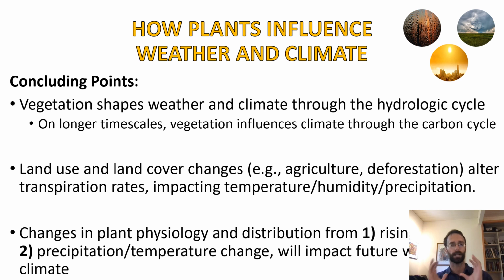So as we modify our landscapes, right, through deforestation, afforestation, agriculture, irrigation, etc., we are actively changing our weather. Vegetation will continue to change as CO2 concentrations rise, and as temperature and precipitation patterns change as the climate changes. And those vegetation changes in response to those things are then going to further influence our weather and climate. Right, so the hope and the goal of studying plant influences on weather and climate is that this work can help inform our future land use decisions, right?